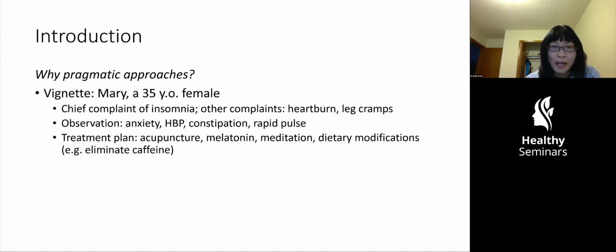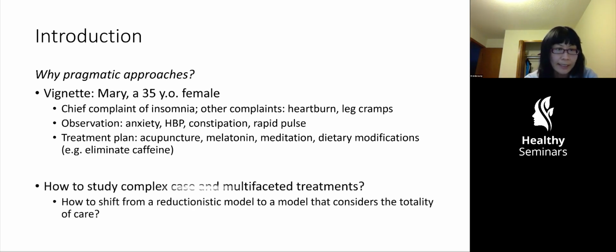And the treatments themselves need to be individualized. That's part of naturopathic care and other forms of traditional medical care as well. So how do we account for that? That is the question in terms of how we study complex cases and also multifaceted treatments. How do we shift from a reductionistic model to a model that considers the totality of care?